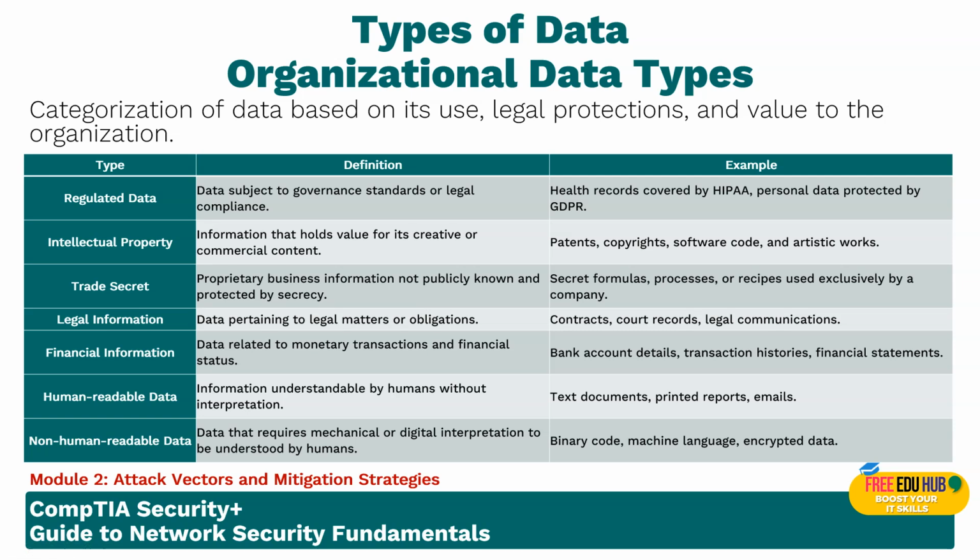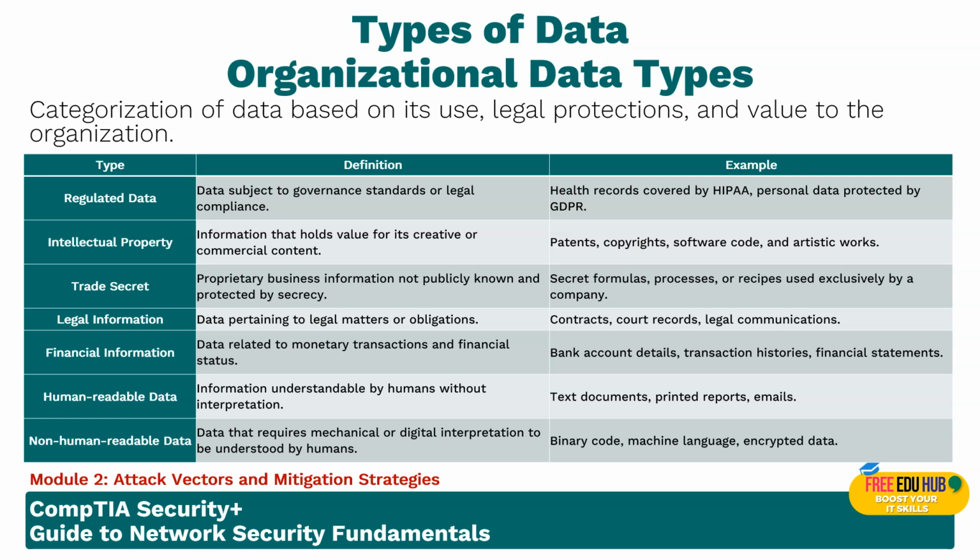Now, further, organizational data types could be categorized based on the legal protection that we have. For example, regulated data, intellectual property, trade secrets, legal information, financial, human readable, and non-readable. Now, regulated data is subject to governance standards, legal compliance, etc., like the GDPR, or we have HIPAA compliance, which tells us that if it is regulated data, there should be certain instructions or a set of rules which have to be in place and followed just to make sure that we are really taking HIPAA and GDPR in a very serious way.